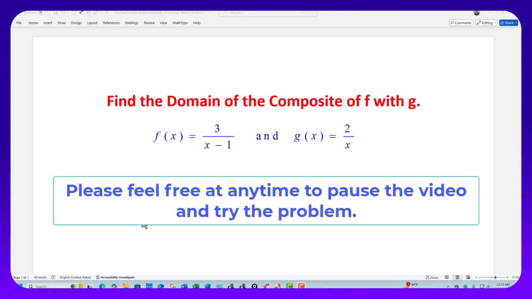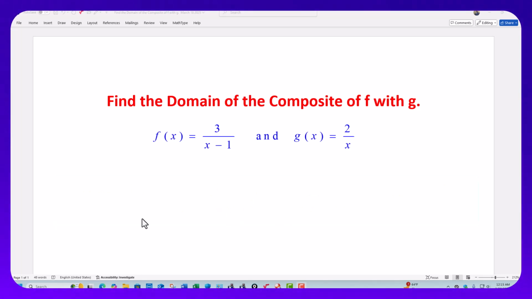In this video, we're given two functions f and g, and we want to find the domain of the composite function of f with g. Now for the regular domain of f, for a rational function, we look at the denominator and we restrict any number that makes the denominator 0, because you can't divide by 0. It's undefined. So for the first function, the domain is all numbers x not equal to 1.